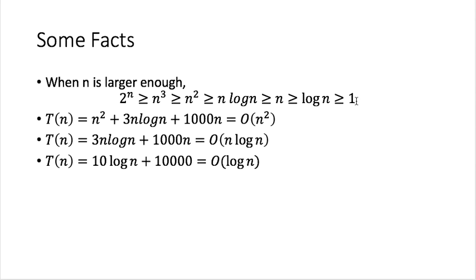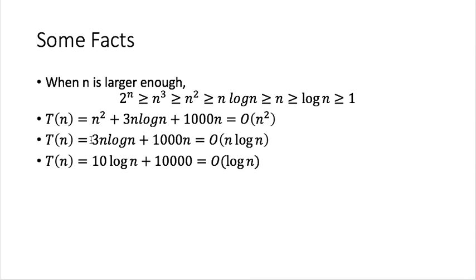So, based on that fact, every time we want to find the big O notation of a given function, we always find the largest term. For example, n squared plus 3n times log n plus 1000n. Based on the above inequality, we know n squared is the largest term here. So this whole thing is big O of n squared.